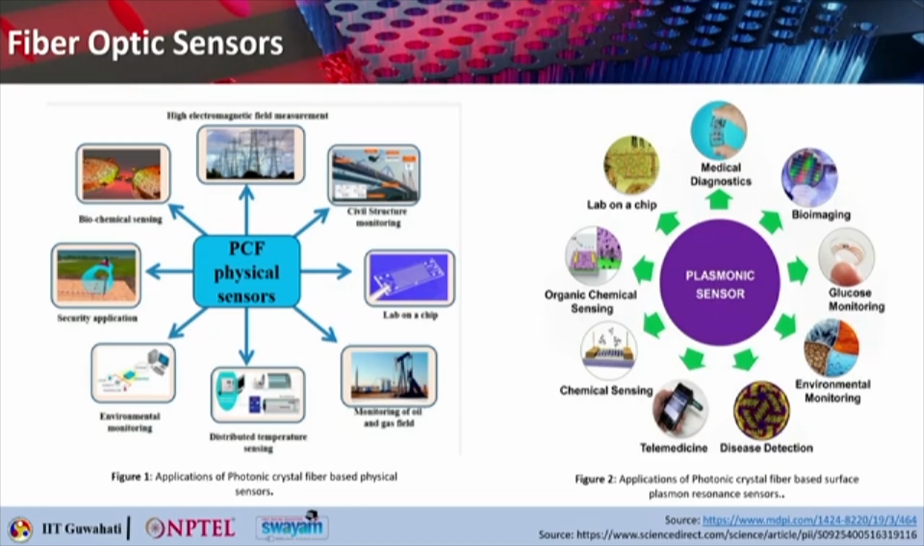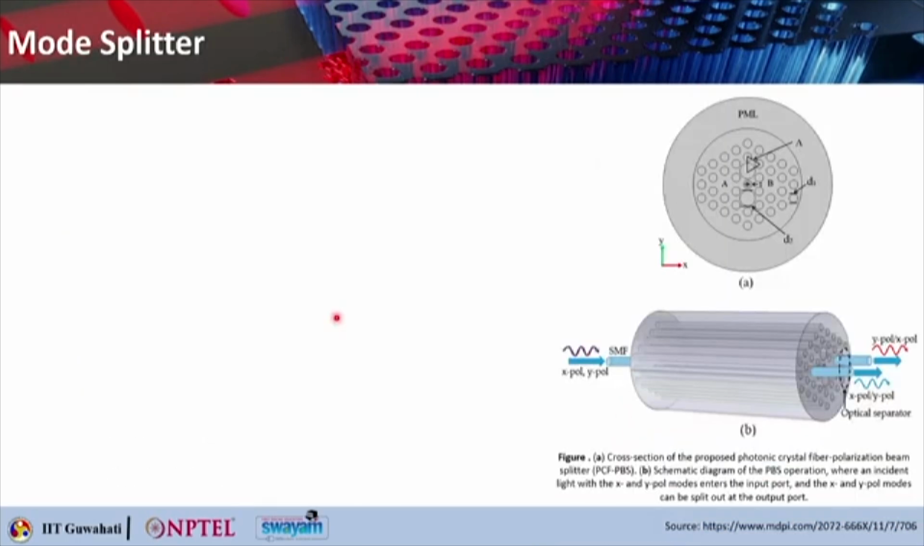So if you think of photonic crystal fiber surface plasmon resonance sensing, it combines the advantages of photonic crystal fiber technology with plasmonics to accurately control the evanescent field and light propagation in single or multi-mode configuration. So you can actually use them for medical diagnostic, biomedical imaging, glucose monitoring, environmental monitoring, telemedicine, chemical sensing and so on. Another application of this kind of photonic crystal fiber is in mode splitter.